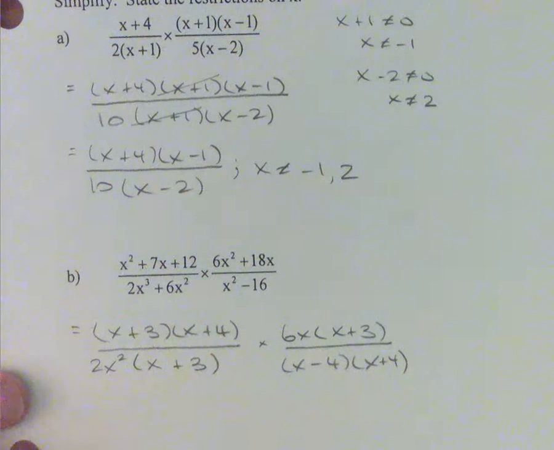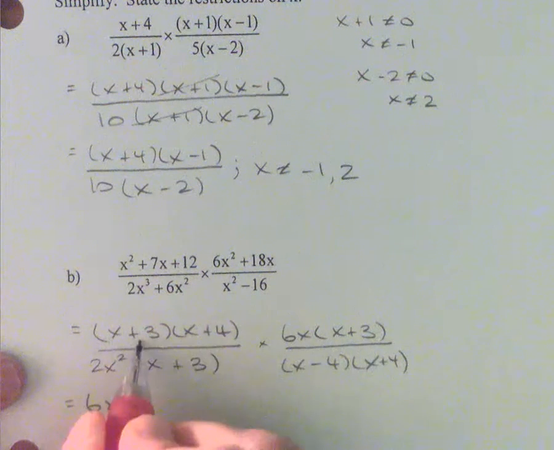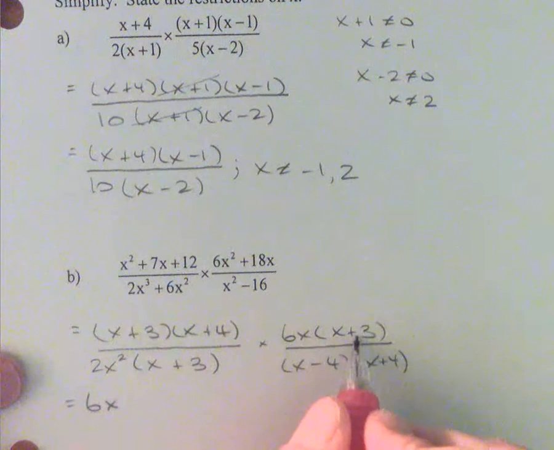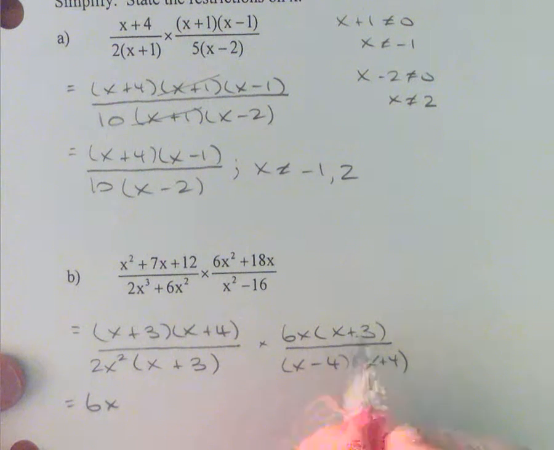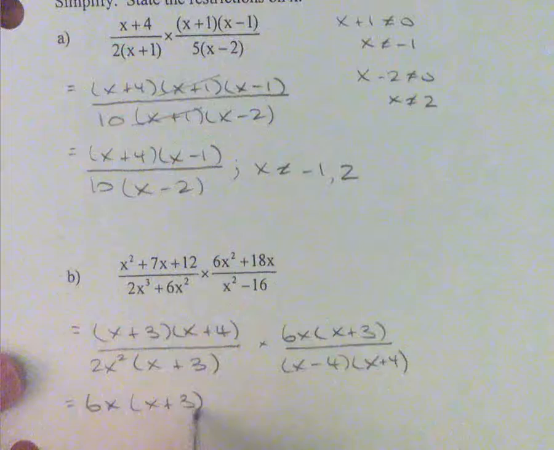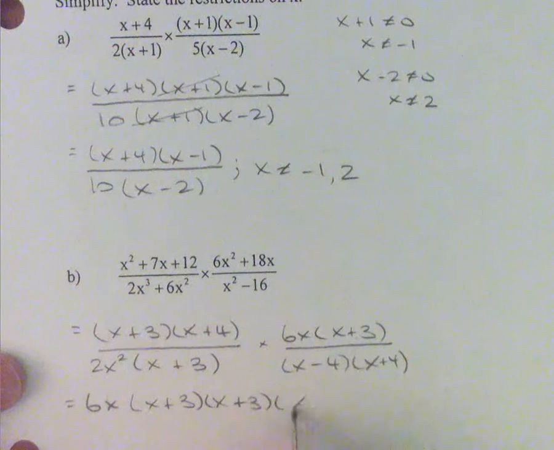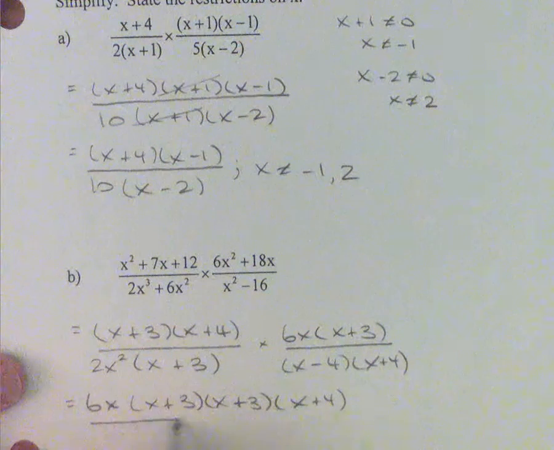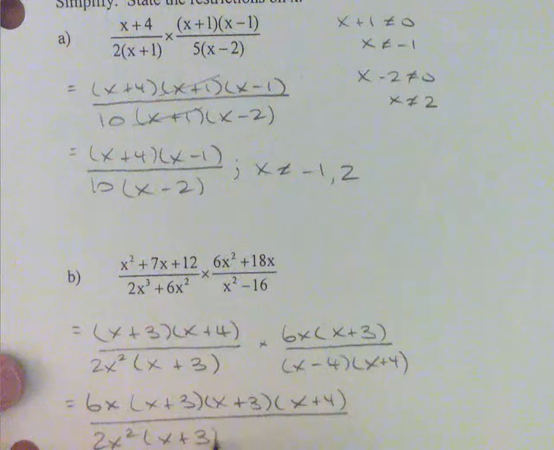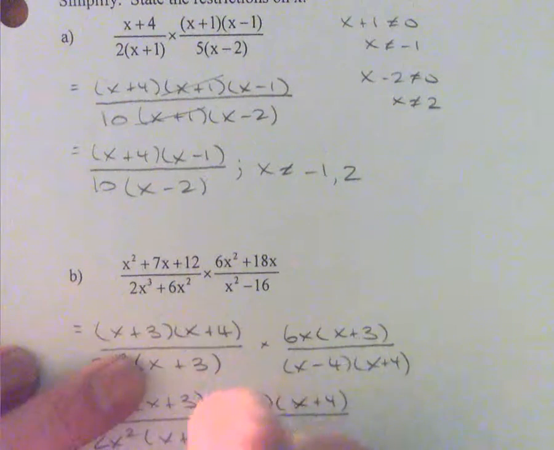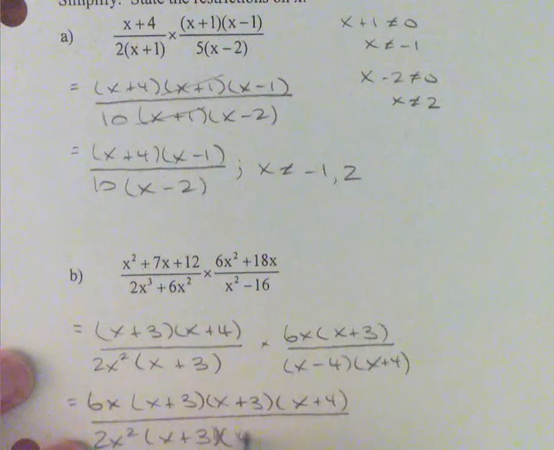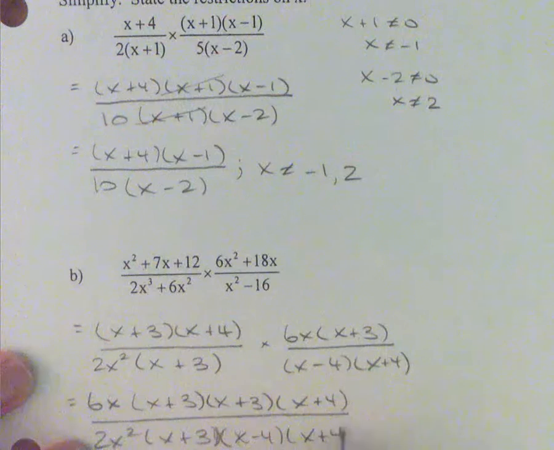Again, I multiply top times top and bottom times bottom. So I'm going to move the 6x in front. I have x plus 3 and x plus 3. I can write them separately or I can write them squared. I tend to write them separately so that I don't get confused or mixed up. And then on the bottom I have 2x squared, x plus 3, x minus 4, and x plus 4.